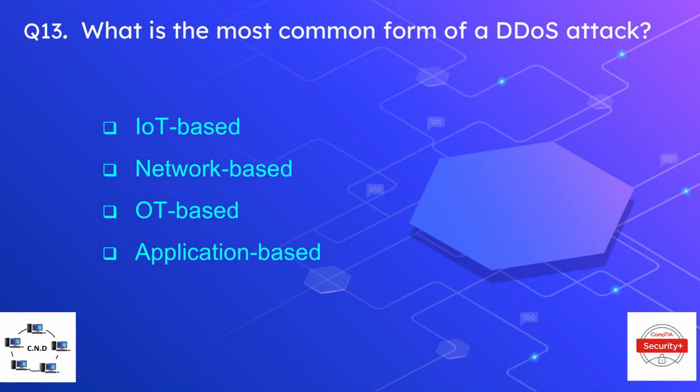Question number 13 is, what is the most common form of a DDoS attack? And the options are IoT or Internet of Things based, network based, OT based, or application based. And the correct option is network based. As we saw in the last diagram, the DDoS attack was carried out using a botnet or a network of multiple bots or zombies. So this is why this is the most common type of DDoS attack.